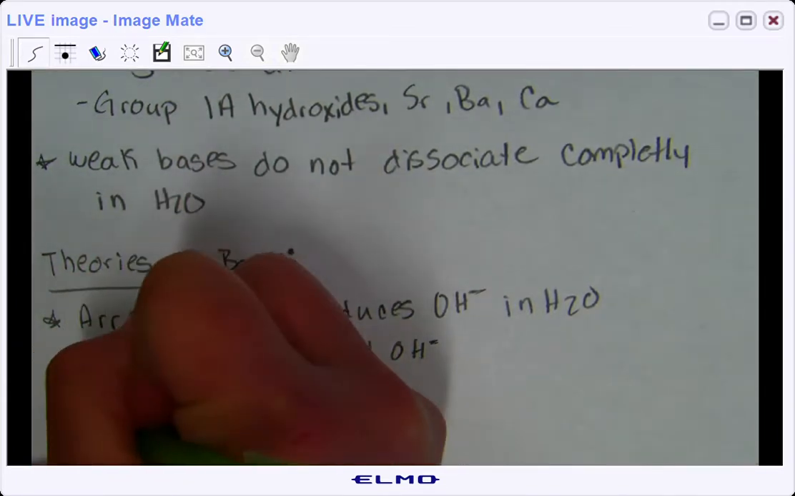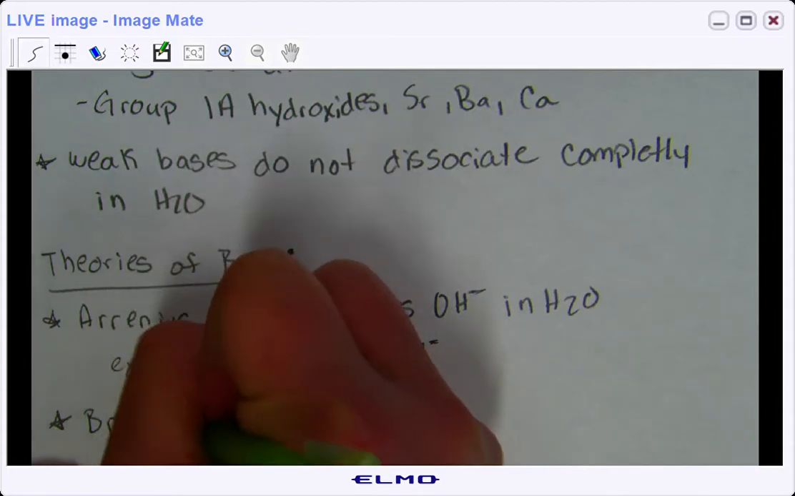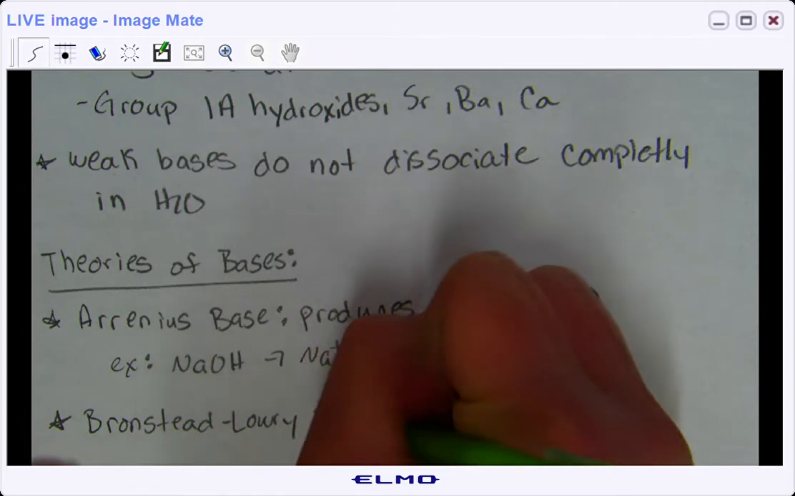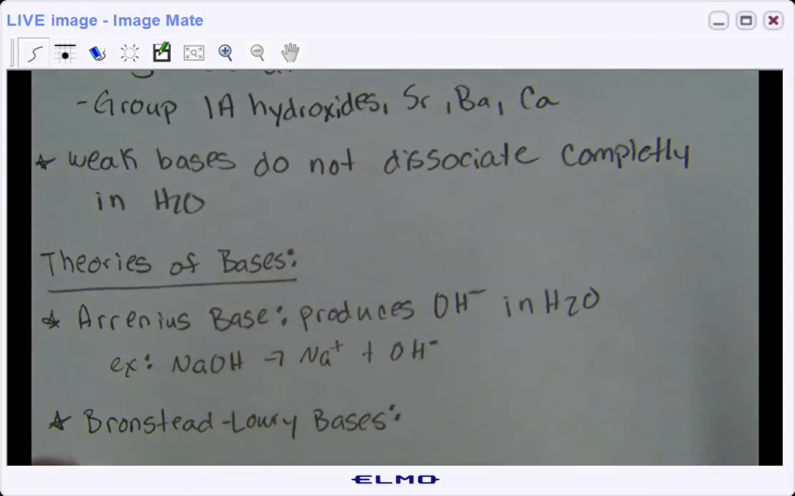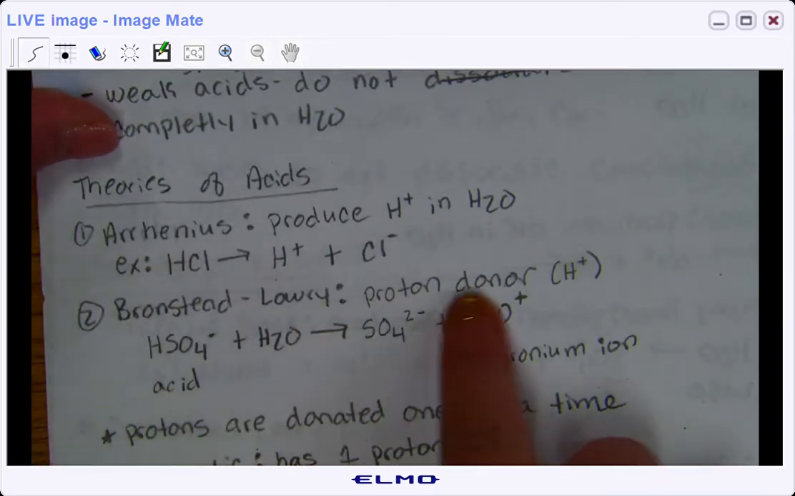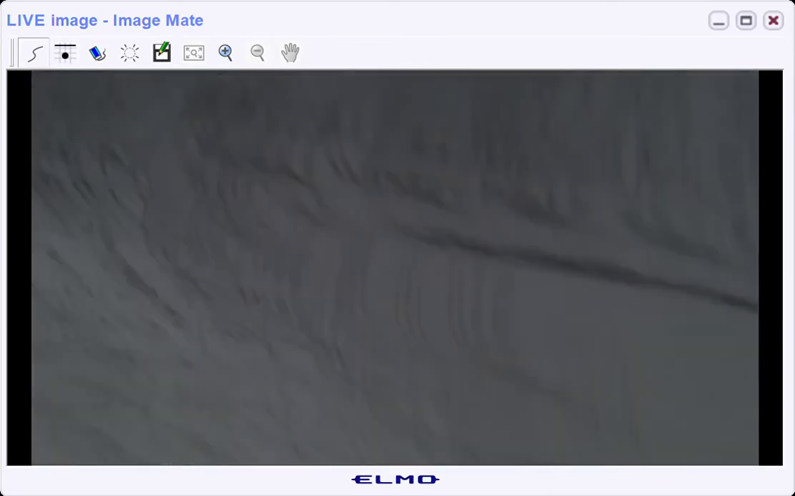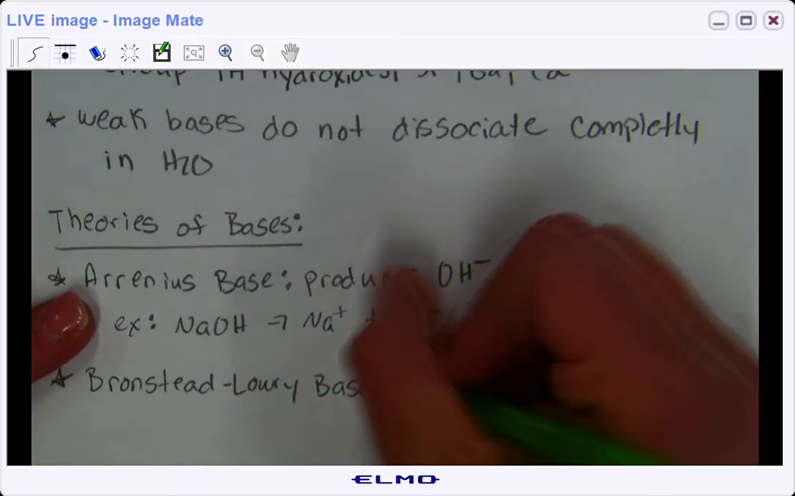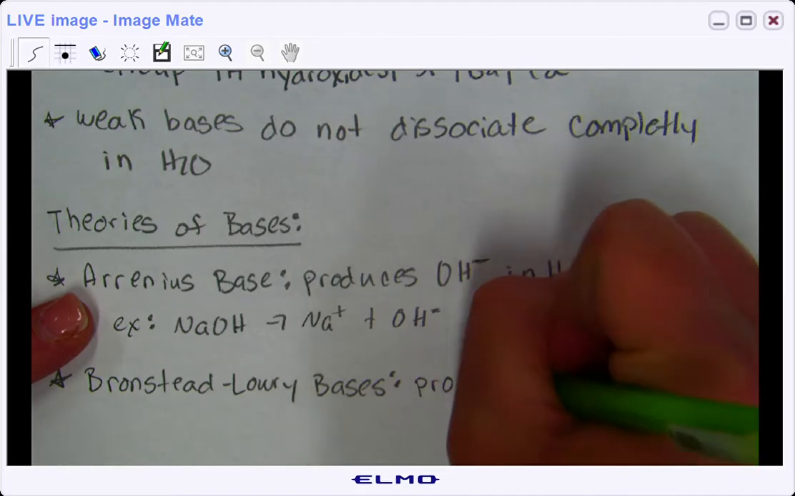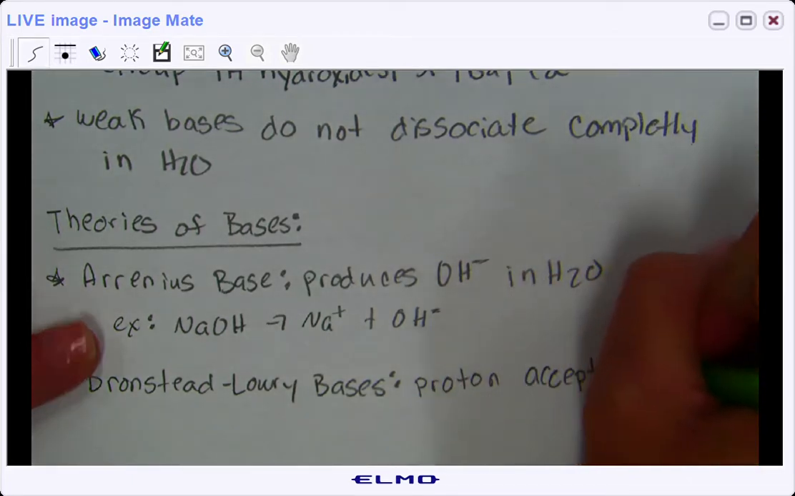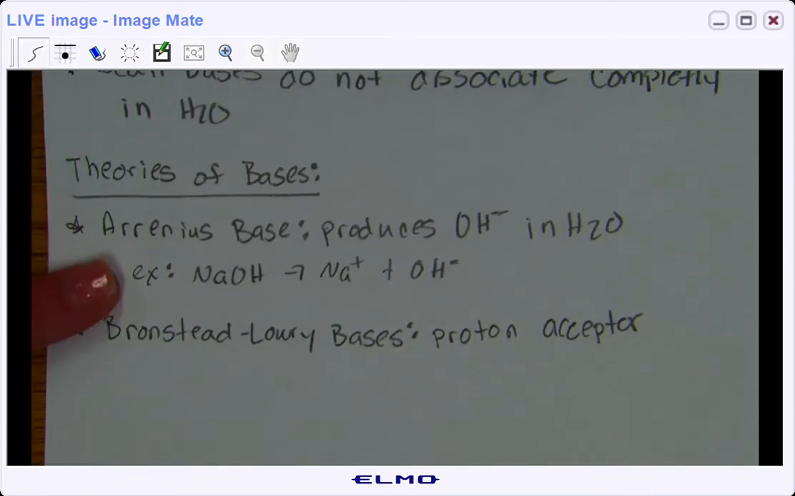And then we also have Bronsted-Lowry bases. Now, if you'll remember, Bronsted-Lowry acids are proton donors. So a Bronsted-Lowry base is going to be a proton acceptor. So let's look at an example.